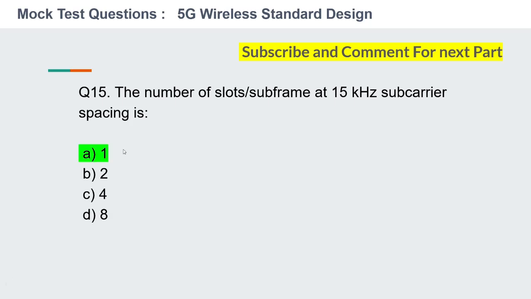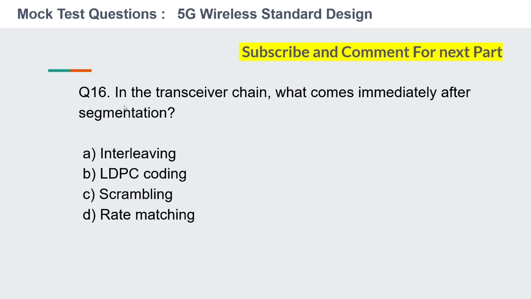Now let's go to our question number 16. In the transceiver chain, what comes immediately after segmentation? So these are the options: interleaving, LDPC coding, scrambling, rate matching. So your time starts now. And the answer is B, LDPC coding.